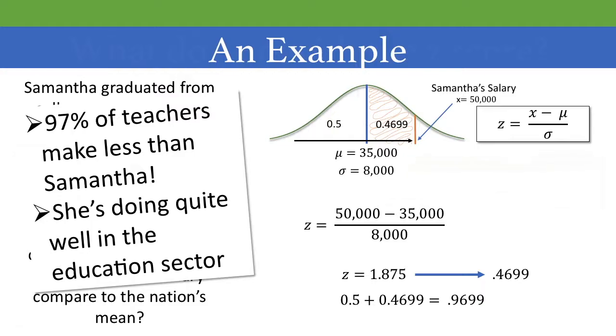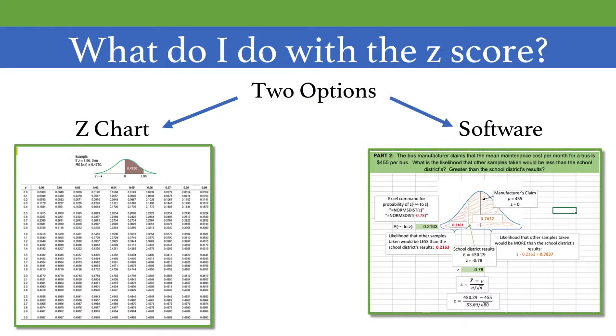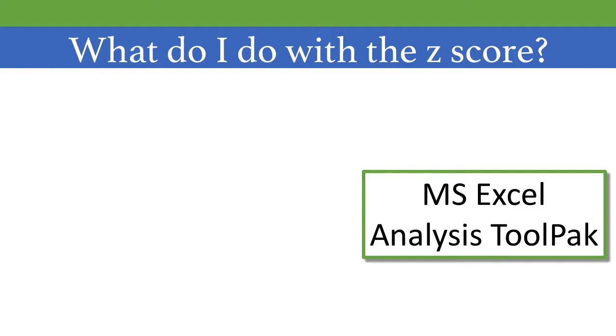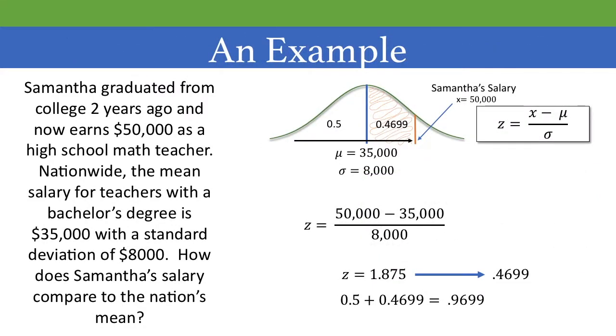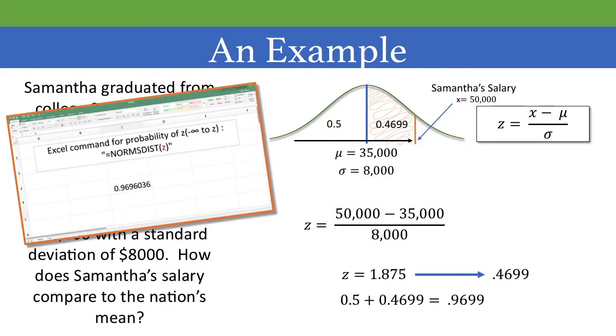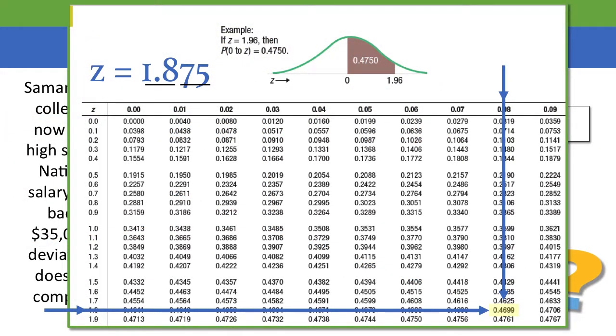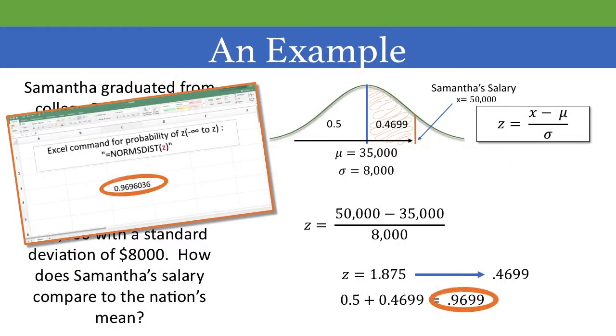I'm going to show you the same problem again using software to solve it. In this case, we'll use the Microsoft Analysis Tool Pack for Excel, which is just a free add-on. Still the same problem, but if I open up Excel and in one of the cells I type in equals NORM.S.DIST, and then the z-score in parentheses, it comes out with 0.9697. Now notice it automatically showed me the entire area left of Samantha's salary. Also notice that these two numbers, well, they aren't quite the same. But remember, when we used the z-chart, we had to round up a bit. So really, we're pretty close.